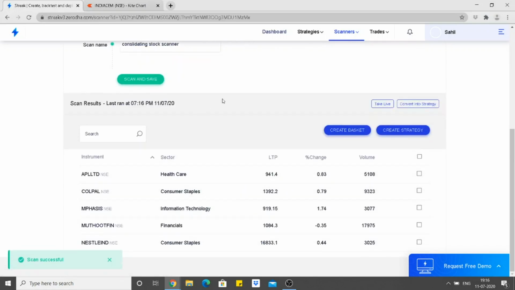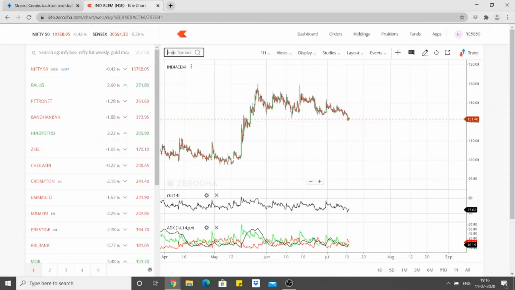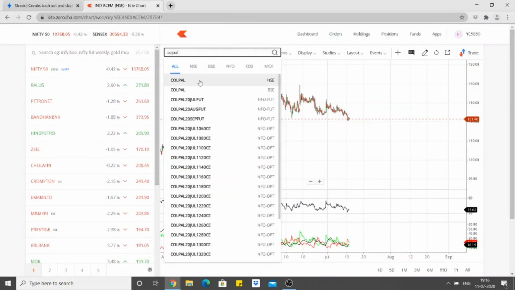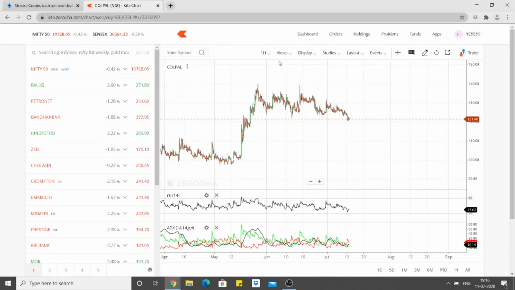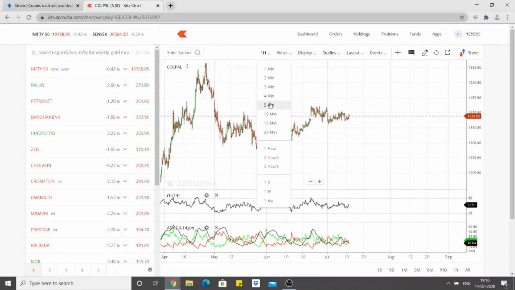Okay, so these are the results that the scanner has fetched for us. Let's take a few examples on Kite charts like we did before. Let's plot CallPal first. Okay, we will match the time frame.